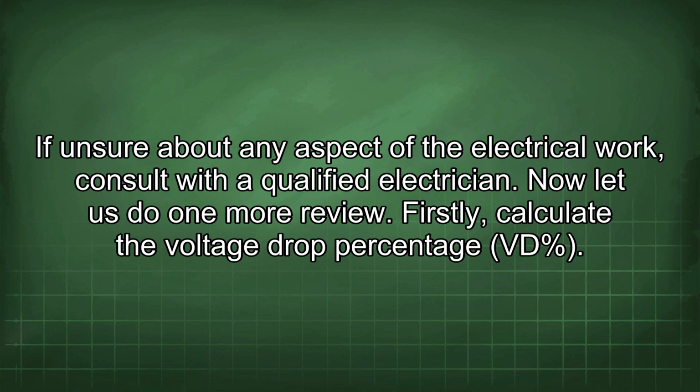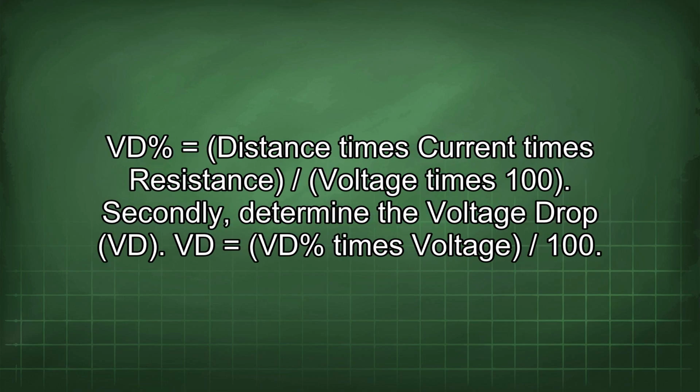Now let us do one more review. Firstly, calculate the voltage drop percentage, VD%. VD% equals distance times current times resistance, slash voltage, times 100. Secondly, determine the voltage drop, VD. VD equals VD% times voltage, slash 100.